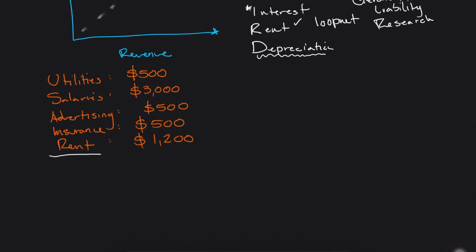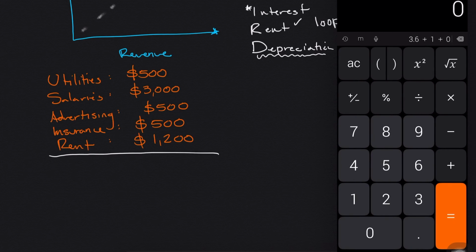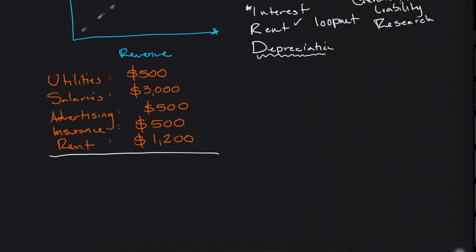Then we're going to tally all of these up. So 500 plus our 3,000 plus $500 for advertising plus $500 for insurance plus $1,200 for rent, and that's going to cost us $5,700 total. $5,700 is going to be our total fixed expenses.